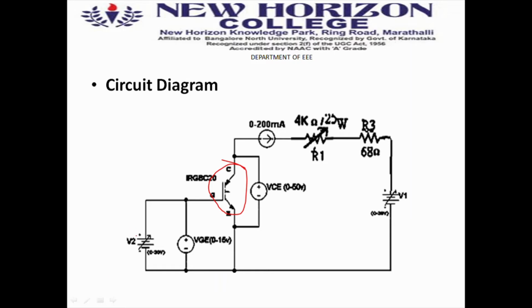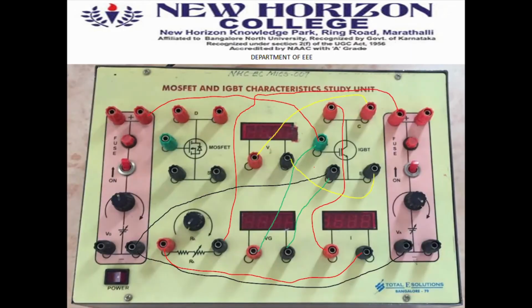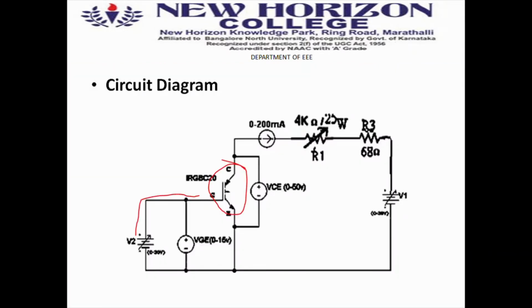Now from this voltage source V2, it is given to gate. Now this is the IGBT. This is the MOSFET which we did before. Now this is the IGBT, and this is the symbol for an IGBT. This is V2 and this is V1. From this V2 positive, it is connected to gate. This connection is given in red color from V2 to gate.